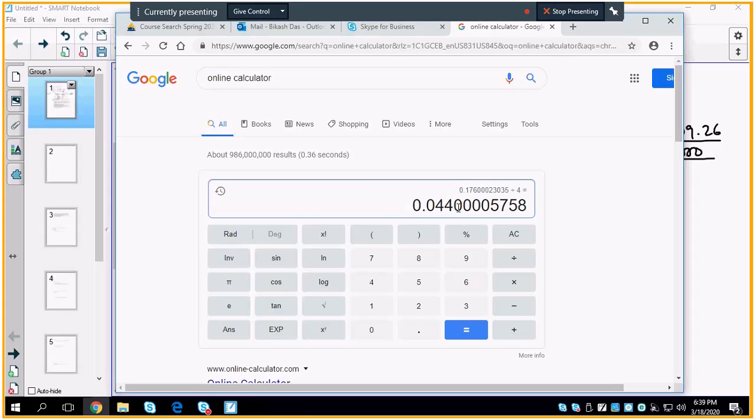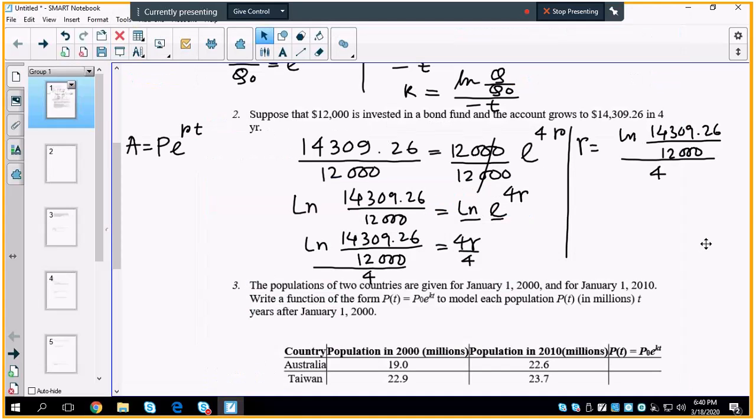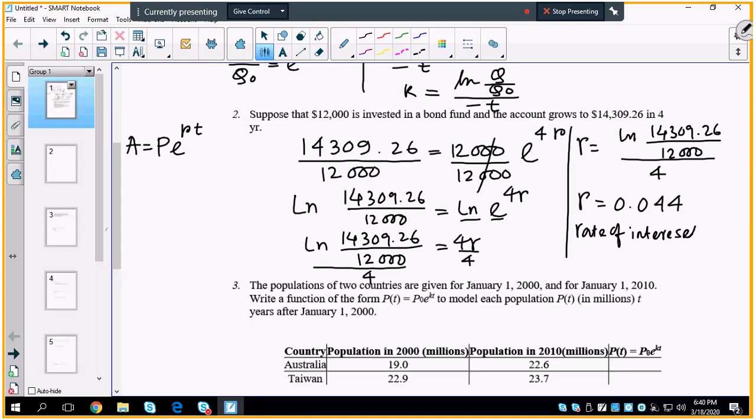If I round it to 4 decimal places, I get 0.044. So that's your r is equal to 0.044, but I'm going to change it to percentages. So multiply by 100. So the rate of interest, which I wanted to find out, is going to be 4.4%, and that will answer the question.